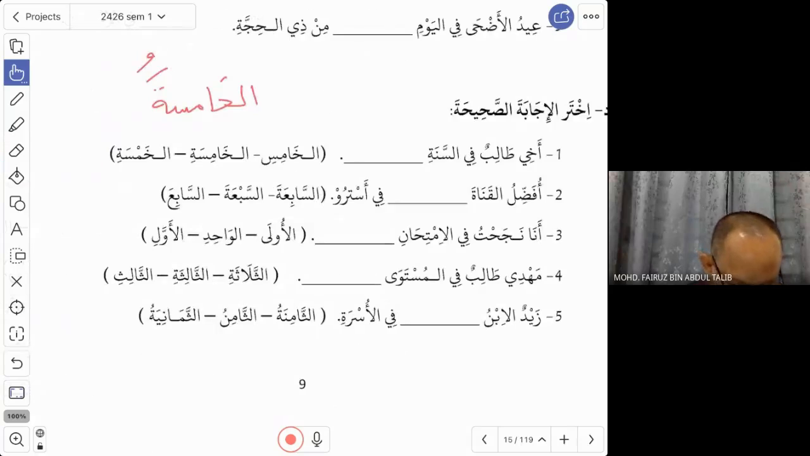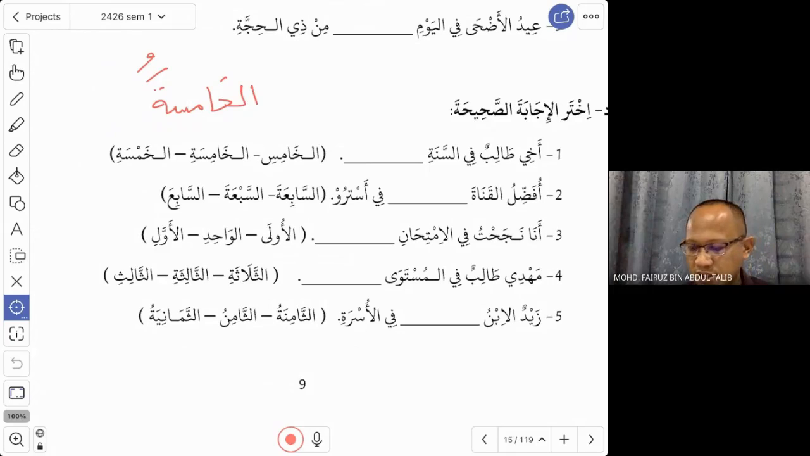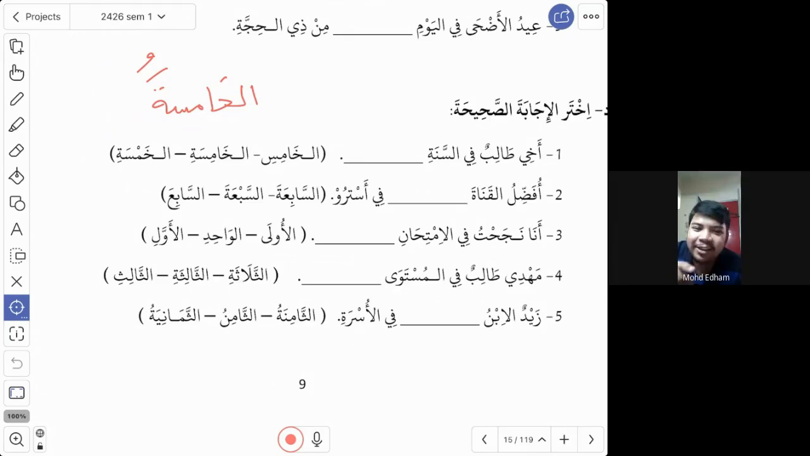I believe this is what is important for this topic, al-adad at-tartibi. Okay. Any other question? Last question, if you have, about adad tartibi. Yes, please. Not related to adad tartibi.